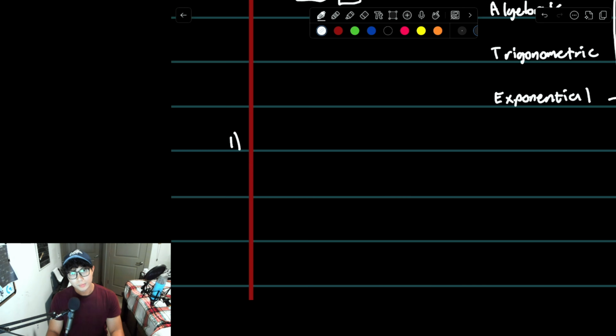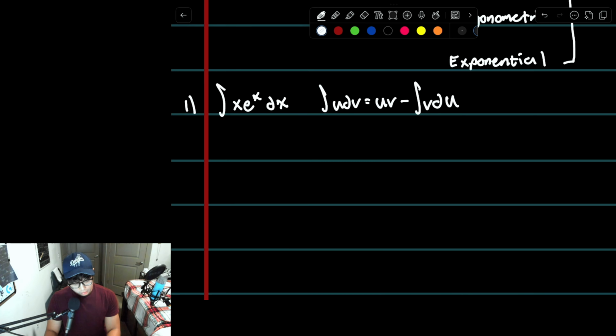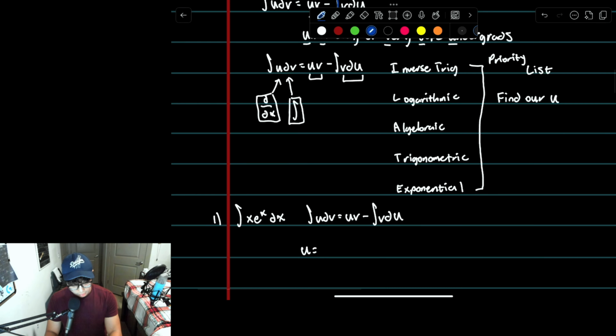Now our first problem won't be too hard. We'll just do an integral of x times e to the x dx. And a good habit to form is to always write down the formula you are about to use, which in this case is the integral of u dv equals uv minus the integral of v du. Now our initial step should be to find our u first, and in this case we will use our ILATE method. Now are any of these inverse trig?